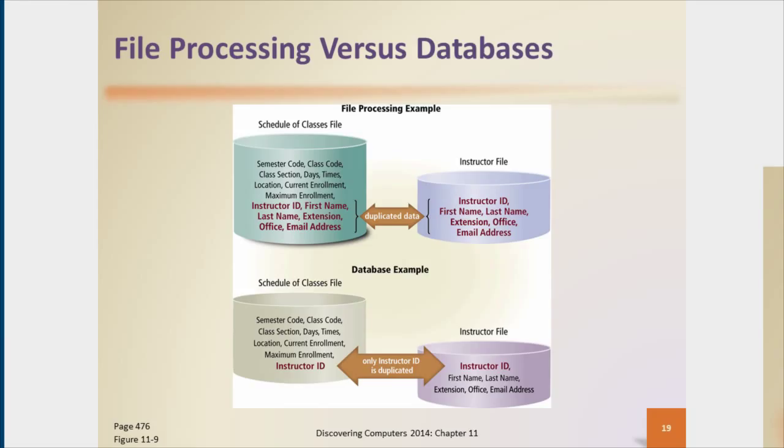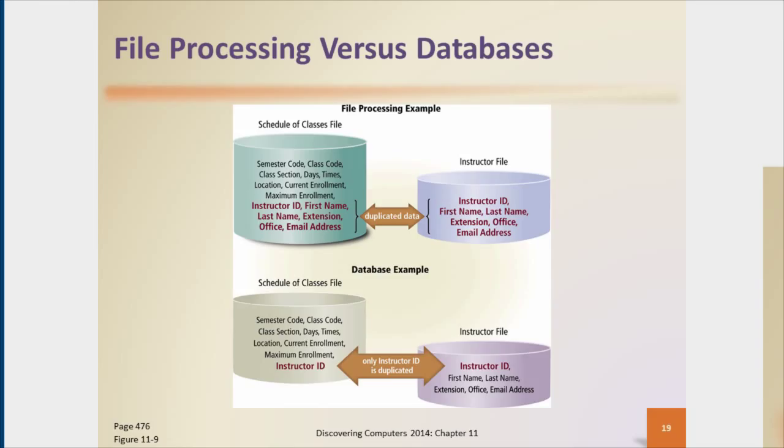So this is what it might graphically look like. If you have a schedule of classes here on the left and you have an instructor file there on the right, as a student, when you go to register for a class, you kind of want to know a little bit about the instructor that's teaching it. You want to know who they are, their name, all that kind of stuff. Maybe you want to know where they're located and how to get in touch with them in case you have a question about the class.